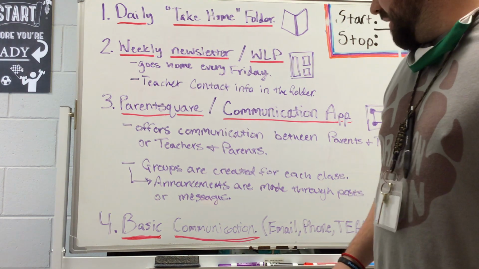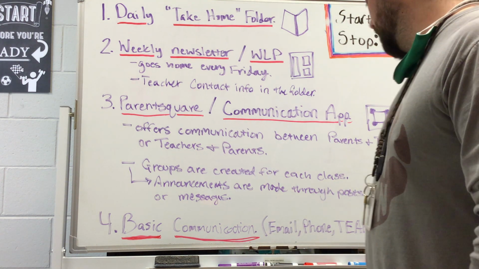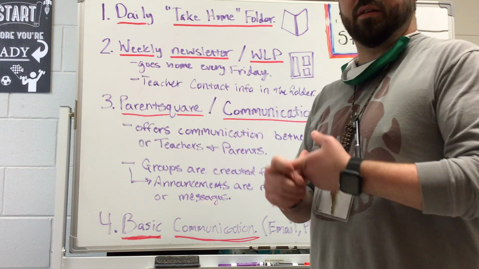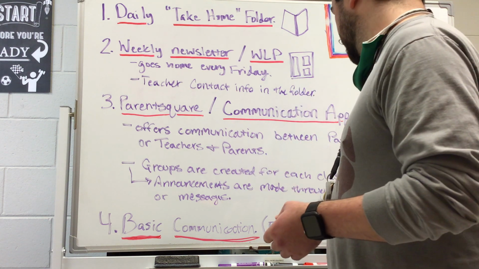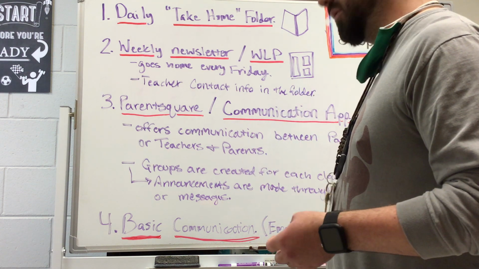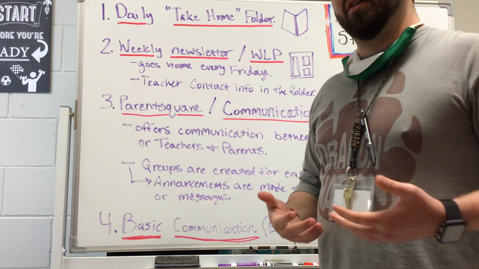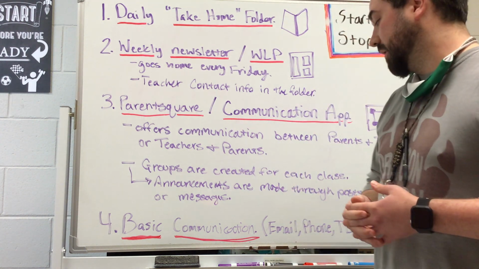And then the last one is just basic communication, which would be email, phone, Teams meetings, things like that. A parent can request any type of communication. They can email and ask for a Teams meeting if they're at work or they can't make it into a meeting to actually talk about it.